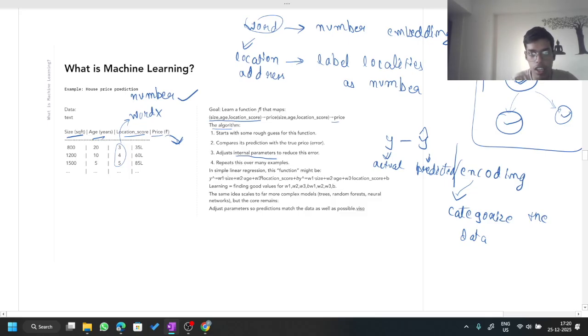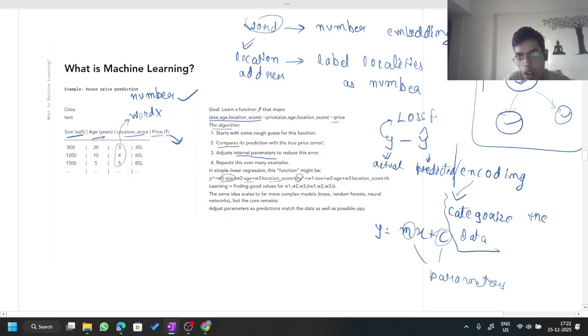Here is an example of simple linear regression. The function might look like y equals some weighted average of size, age, location score, and a bias term, as you might know from basic algebra, the slope line equation y = mx + c. m and c are parameters which are tuned by our machine learning model. Instead of just a single variable, it takes into account multiple variables. The same idea scales for far more complex models, where internal parameters are adjusted. Comparison is done based on the relevant loss, which we call the loss function. There are various loss functions for various algorithms. Parameters are adjusted so that the model matches the data as well as possible.